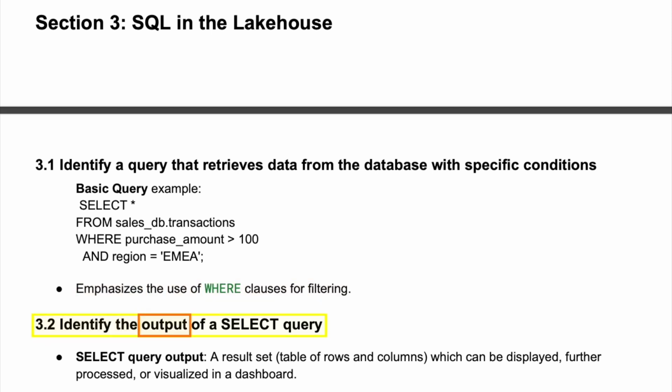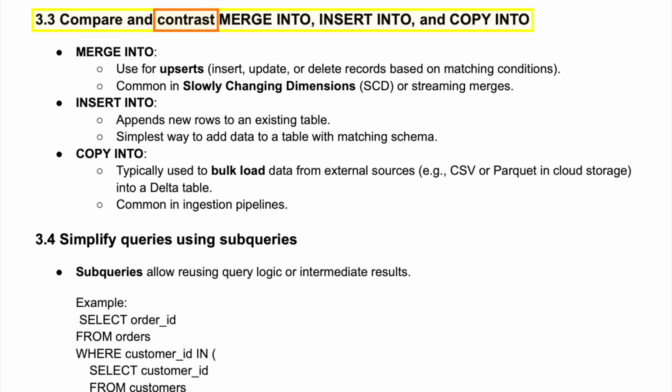3.2 Identify the output of a select query. Select query output: a result set table of rows and columns, which can be displayed, further processed, or visualized in a dashboard. 3.3 Compare and contrast merge into, insert into, and copy into.